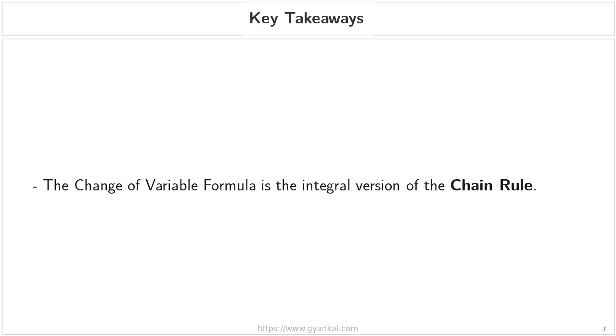Okay, let's recap everything we've learned about the change of variable formula. This slide summarizes the key takeaways, so pay close attention. First point, the change of variable formula is fundamentally the integral equivalent of the chain rule we learned in differentiation. Remember how the chain rule helped us differentiate composite functions? Well, this formula does the reverse. It helps us integrate them. It's a beautiful connection between differentiation and integration.